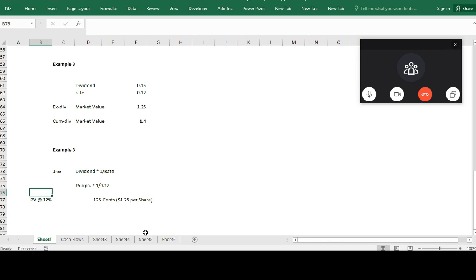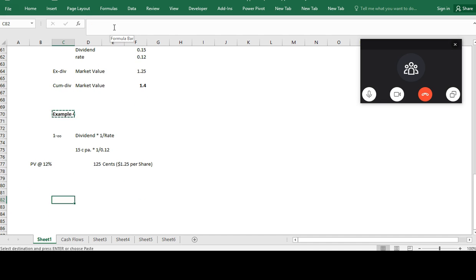So, this was example 4, sorry. Here now we are looking at the present value, guys. We're going into the future. So the present value at 12% is 125 cents per share, or $1.25 per share. Okay. We are now going to 5.